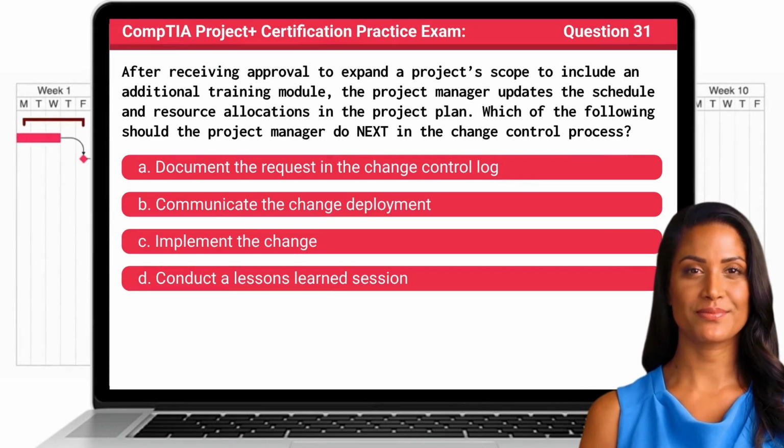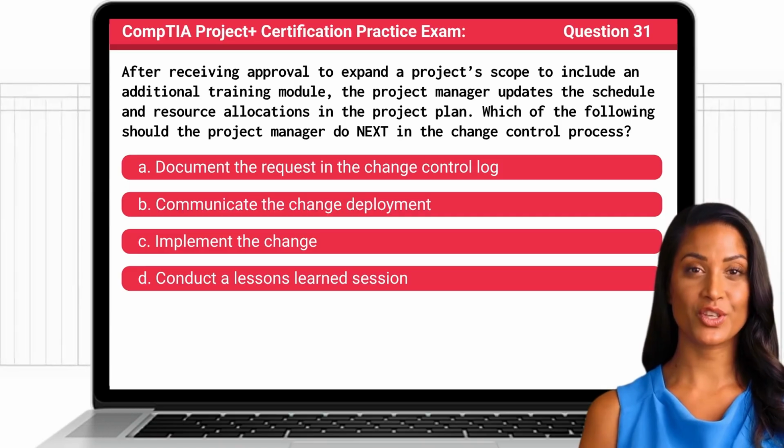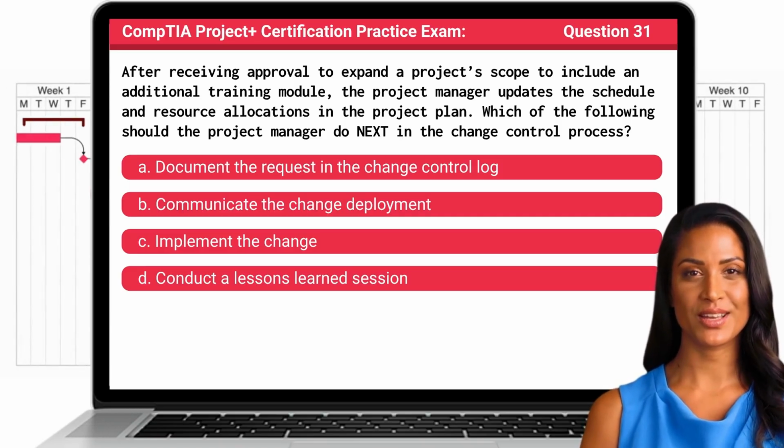Question 31. After receiving approval to expand a project's scope to include an additional training module, the project manager updates the schedule and resource allocations in the project plan. Which of the following should the project manager do next in the change control process?